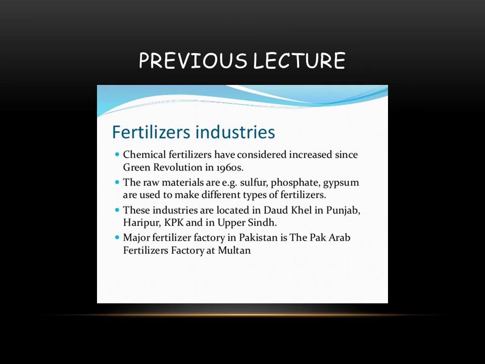So currently in Pakistan there are 6 major producers of fertilizers, which include Fauji Fertilizers, Anglo Fertilizers Company, Dawood, Hercules and Fatima Fertilizers. Some of the industries are located in Dawood Sale, in Punjab, Haripur, KPK and in Upper Sindh. A major fertilizer factory in Pakistan is the Pak Arab Fertilizer Factory, and that is in Multan.